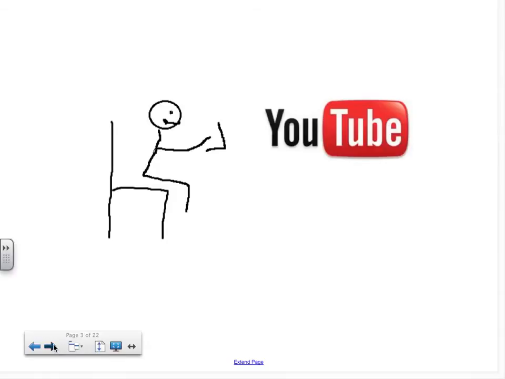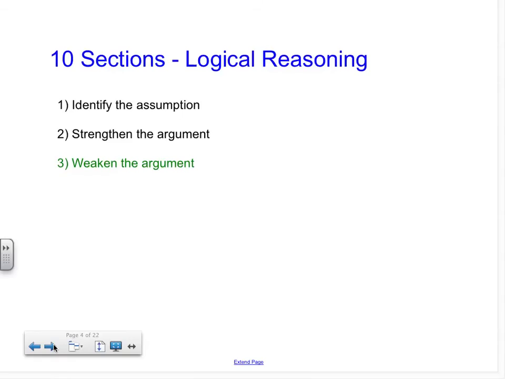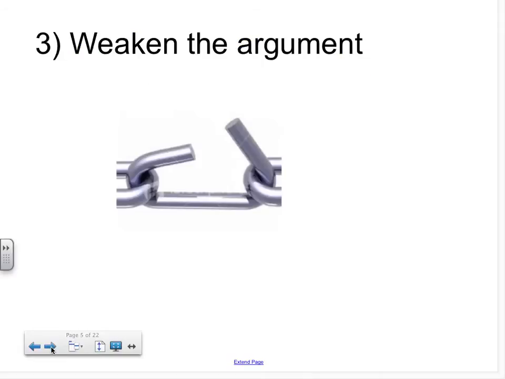Today we'll be talking about the logical reasoning module of the LSAT. In particular, we'll be talking about the third section called weakening the argument. When you are writing the LSAT, it will be common for you to encounter weaken the argument question stems.